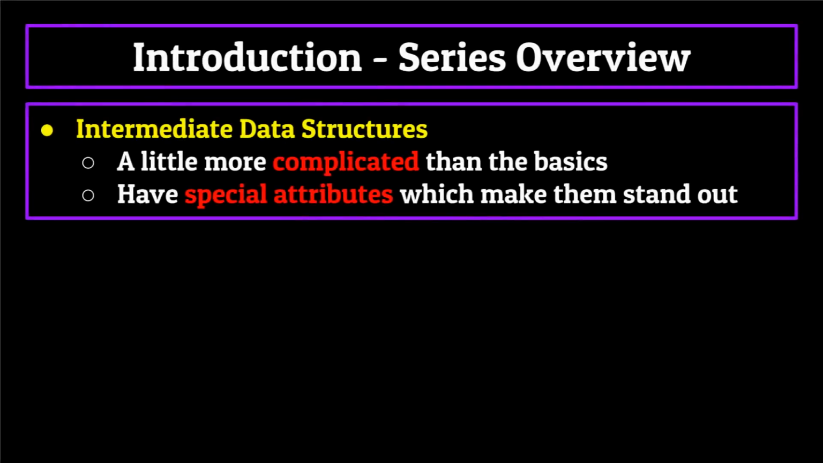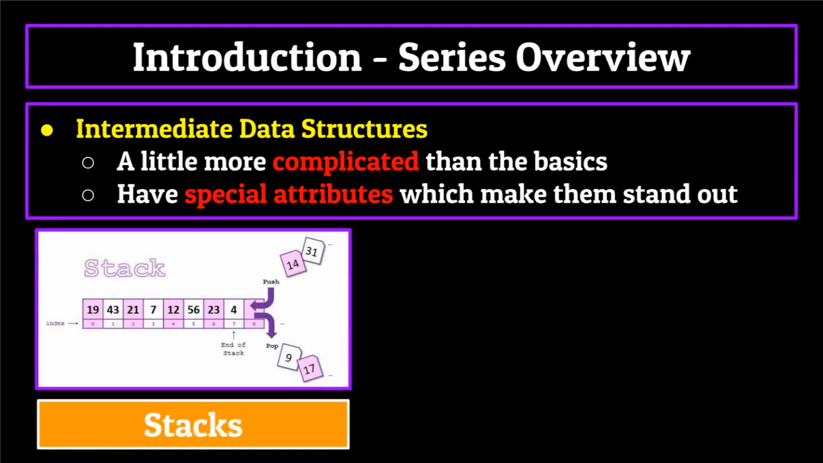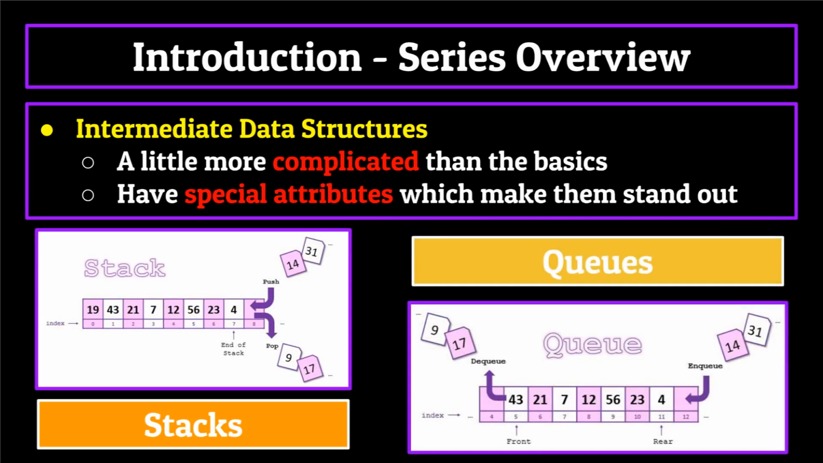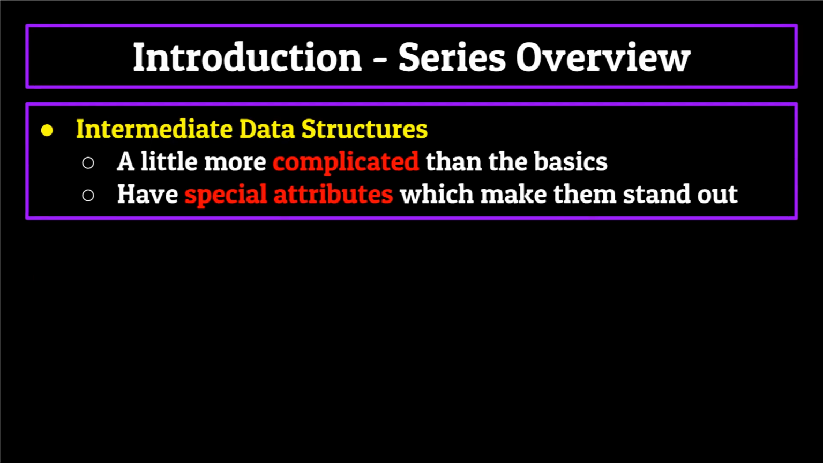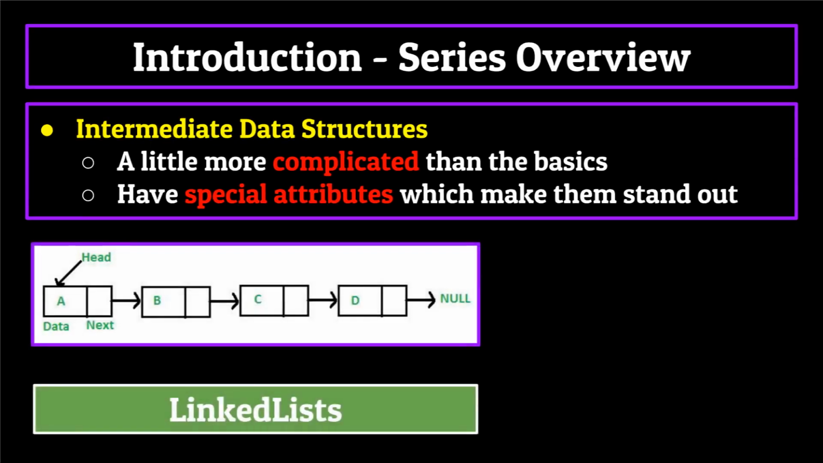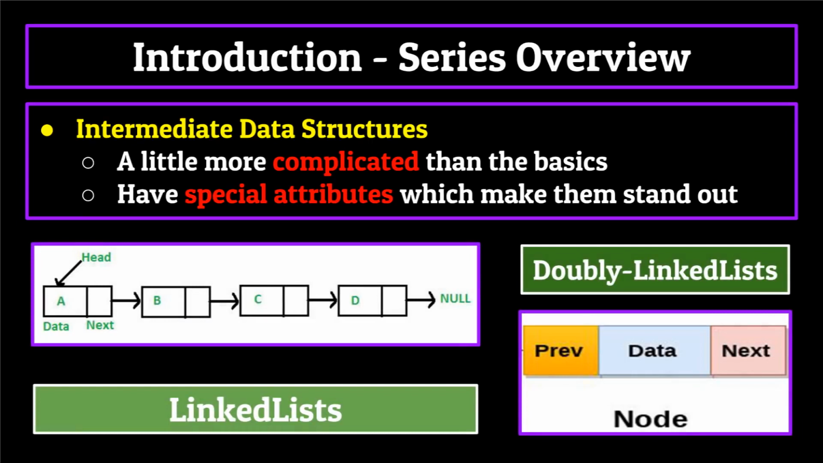After that, we'll move on to what I'll call the intermediate data structures. These are a little bit more complicated than the basics, and have a few special attributes which make them stand out from the rest. We'll begin by taking a look at stacks, which are the backbone for all recursive processes in your computer. Then we'll look at the antithesis of a stack, the queue. Moving on from there, we'll be covering linked lists and their evolved form in the doubly linked list.